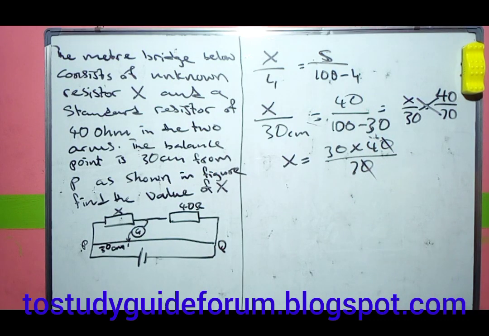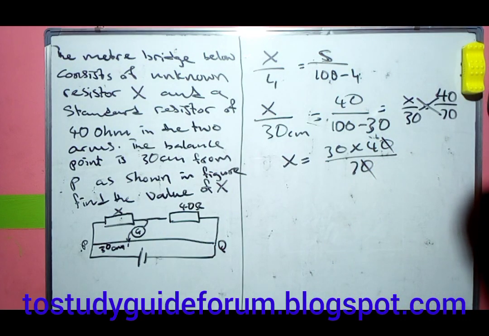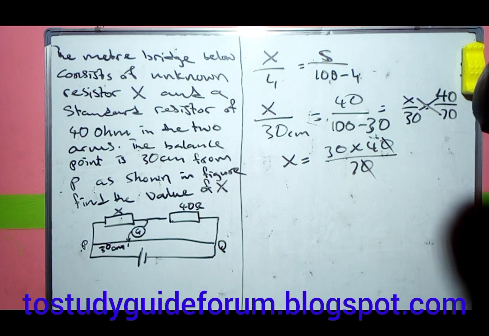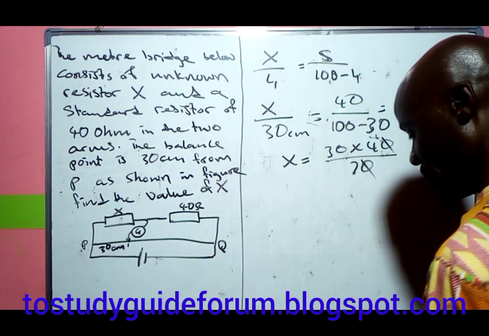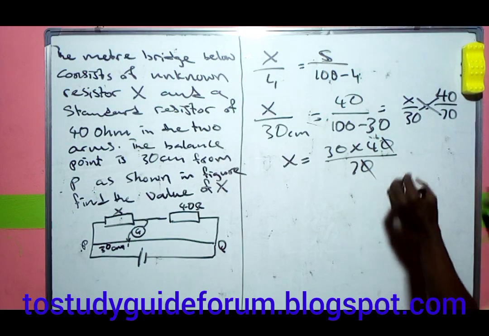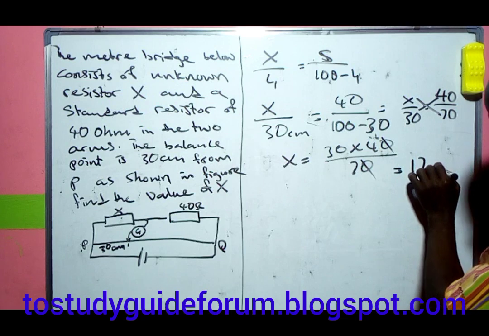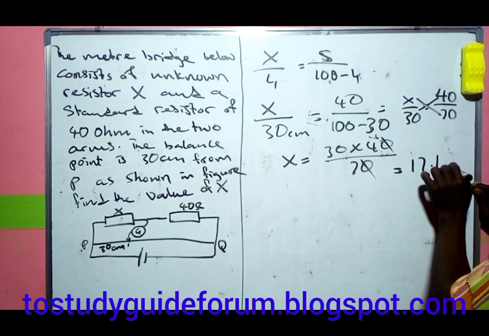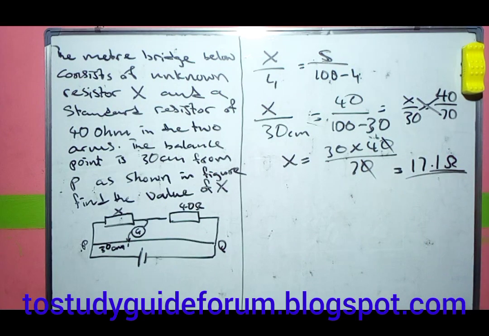What next are we going to do? Okay, 4 times 30 divided by 7. What we have there will be approximately 17 points, let's say 17.1 ohms. That's the final answer for this.